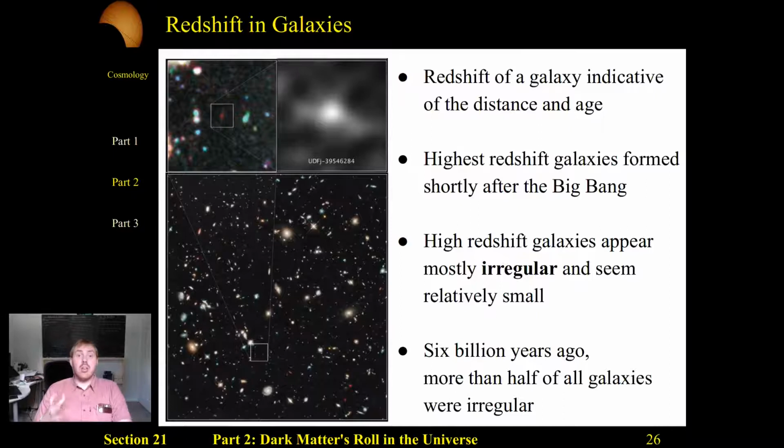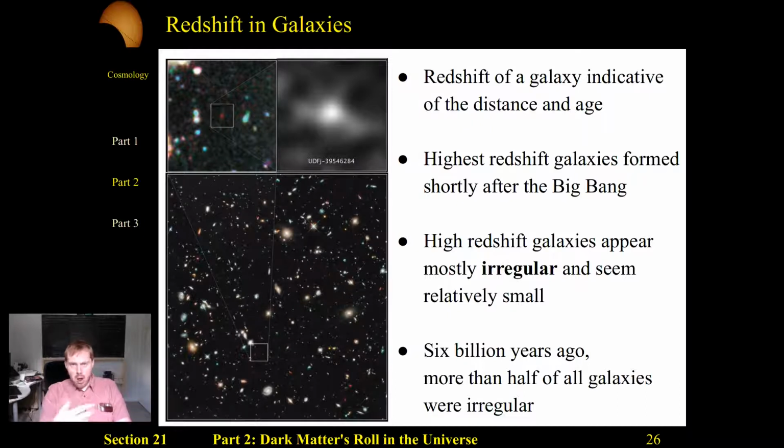So let's try looking at those faraway galaxies. Remember, the redshift of the galaxy is an indicator of both how far away it is and how old it is. So what we try to do is find the highest redshifted galaxies. Basically, try and find the galaxies that are the furthest away from us and the oldest. And those would have been stuff that formed shortly after the Big Bang.